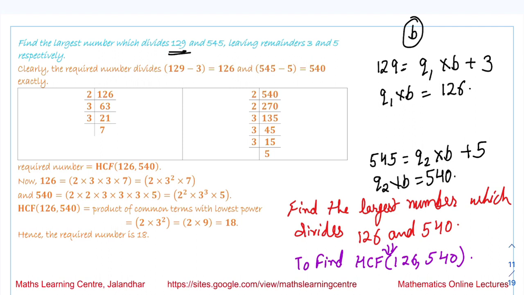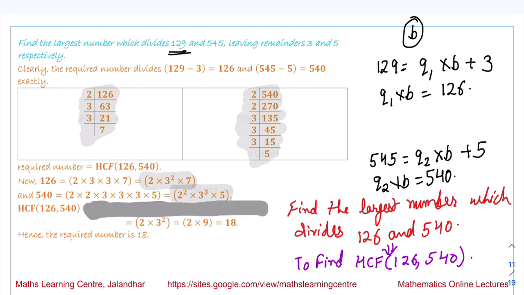So you can use any one of these methods. You have calculated the prime factors of both these numbers, 126 and 540. Then the answer we are writing is the product of the common terms with the lowest power. This HCF is the product of common terms with the lowest power. So the common terms are 2 and 3, and the lowest powers are 1 and 2, and the answer you will get is 18.